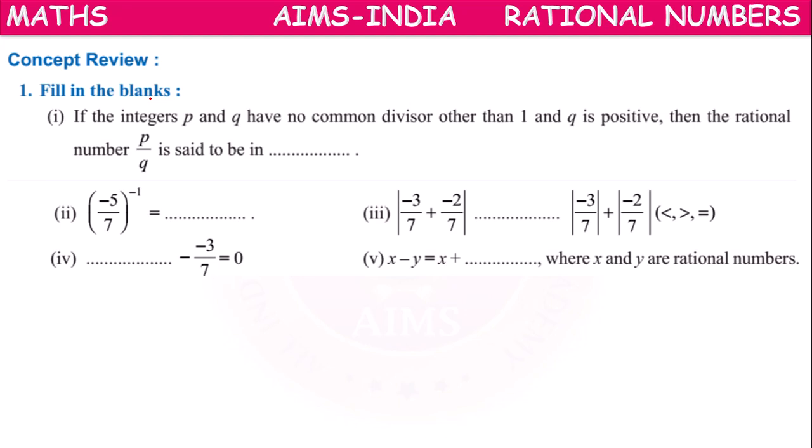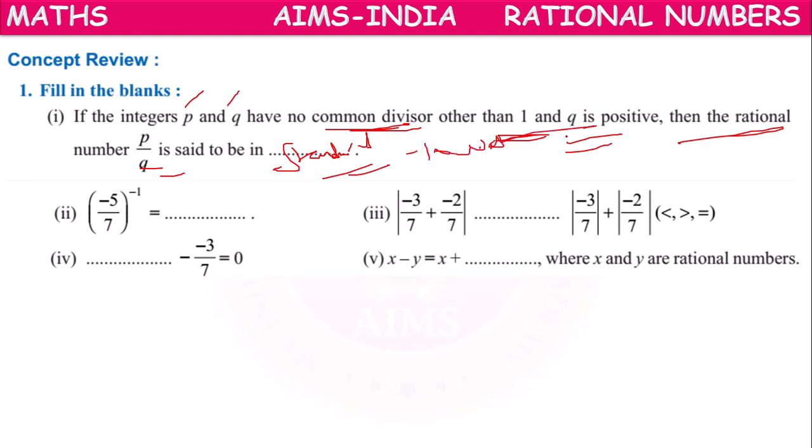Next children, some fill in the blanks. If the integers p and q have no common divisor other than 1 and q is positive, then the rational number p by q is said to be in standard form or lowest form.